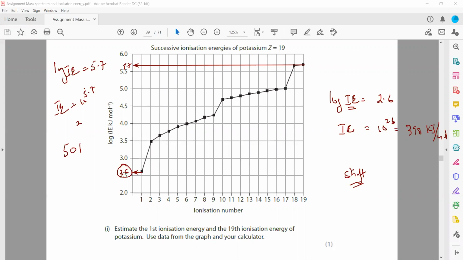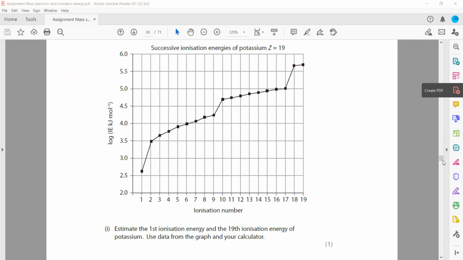No, 501,000. Okay, 500 is the difference. So 501,000 kilojoule per mole will be the 19th ionization energy. So you just have to take the anti-log and you will get the result.